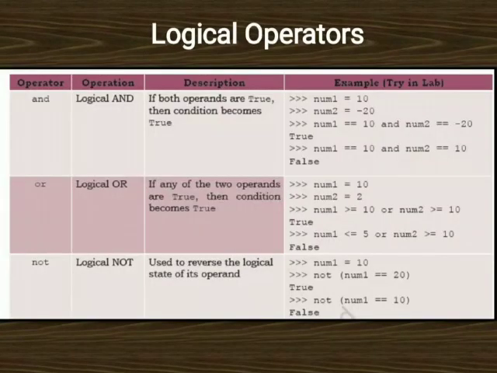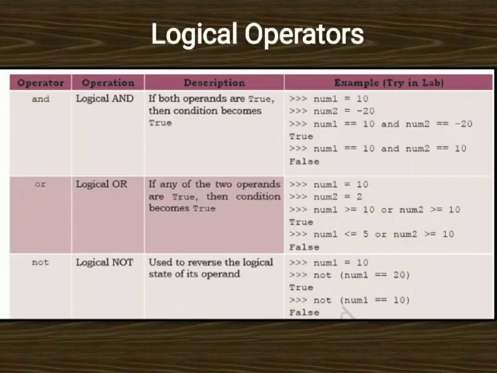Now let us understand the three logical operators one by one. Logical operators are AND, OR, and NOT. Let us begin with AND. It means logical AND, and it is written in small letters. We will directly understand this with the help of an example. Just have a look at the last column. Here we have num1 is equal to 10, num2 is equal to minus 20. We have considered two variables.